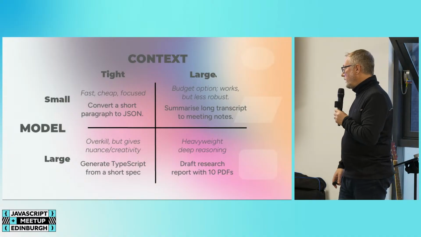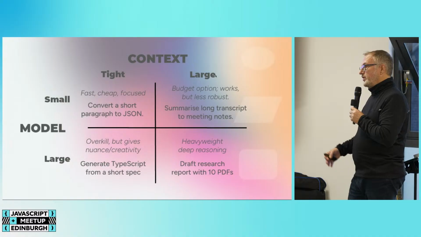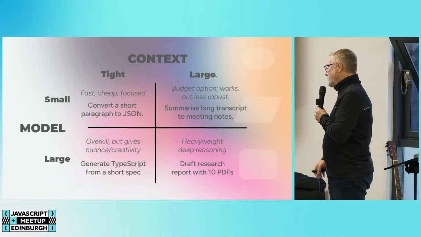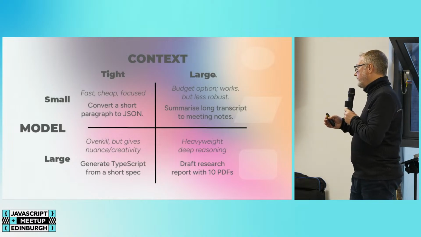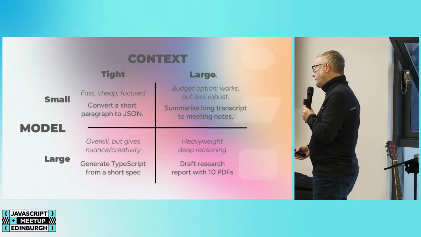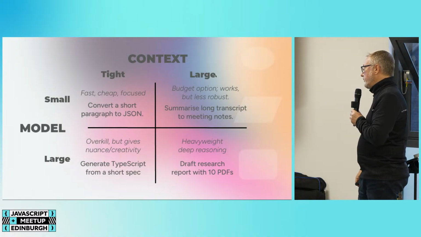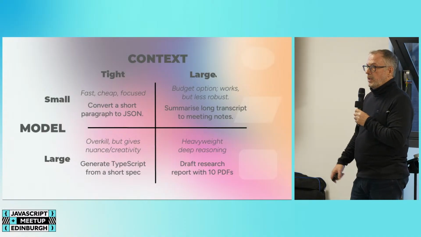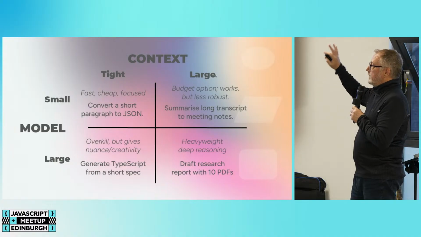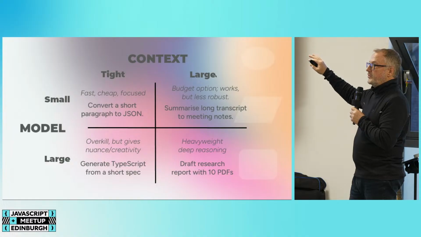Then bottom left, we've got a tight context with a large model. It's kind of overkill. But apparently you get nuance and creativity from that. Perfect if you want a production-ready TypeScript snippet from a short spec. And then we've got the big fella at the bottom right, large context with a large model. This is a heavyweight setup for deep reasoning. So that's some way that we can explain how to use context.